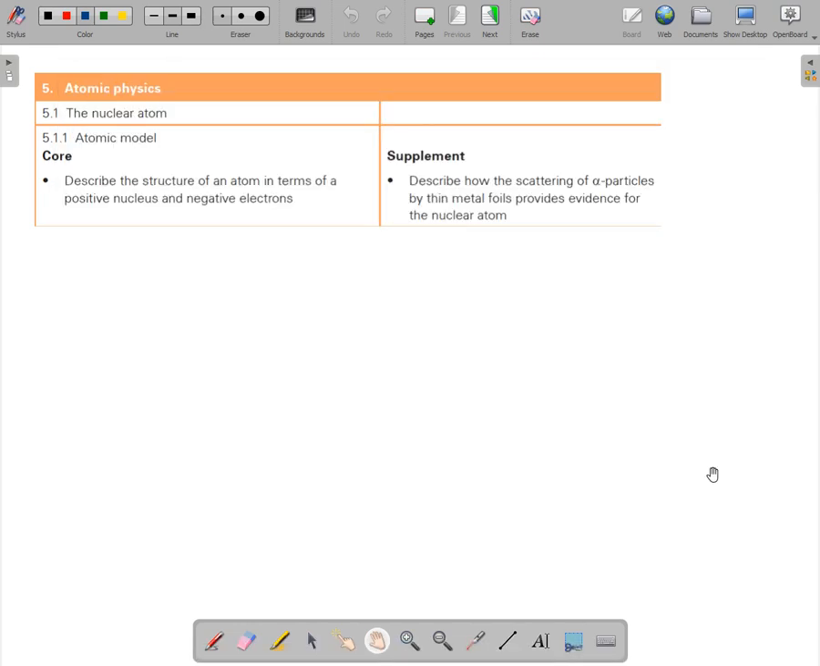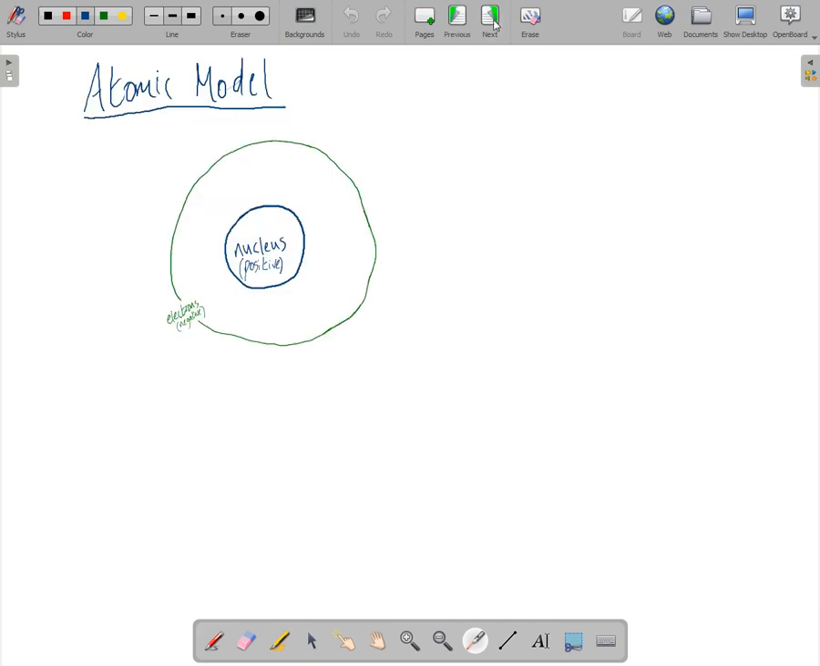Hi, I'd like to go through some of the basic points of atomic physics with you from the Cambridge CIE iGCSE physics course. The 2 points that I'm going to be going through today are the atomic model and the basic core content describing the structure of an atom, and then looking at how scattering of alpha particles provided evidence for the nuclear model.